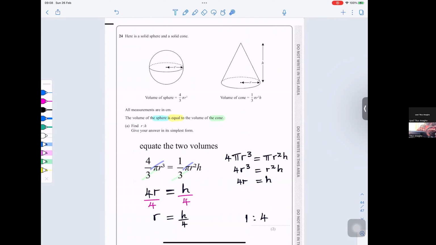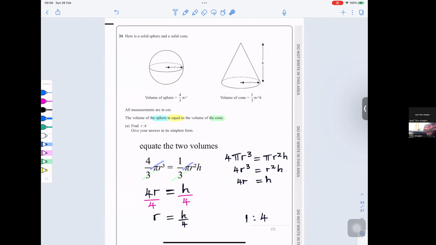Last but not least, here is a solid sphere and a solid cone. So the sphere and the cone, they're giving you the volume of the sphere, 4 over 3 pi radius cube, and volume of the cone, 1/3 pi r squared h. All measurements are in centimeters. The volume of the sphere is equal, the key thing here, is equal to the volume of the cone. Find the ratio of r is to h. Give your answer in the simplest form.